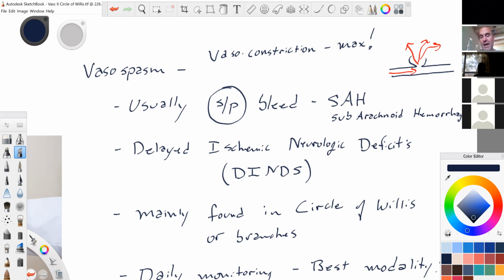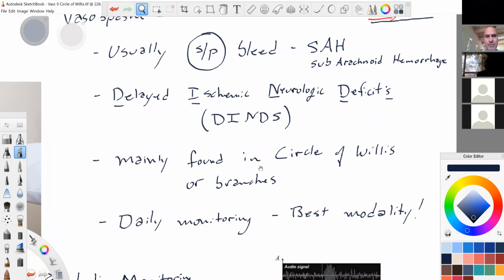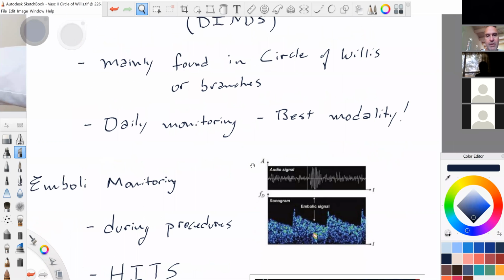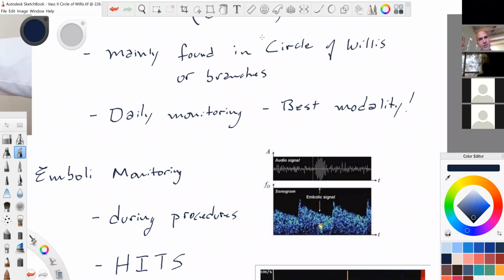So with a subarachnoid hemorrhage, you get delayed ischemic neurologic deficits. Delayed means ischemic, it just means not enough blood, not enough oxygen. DINDS, DINS? I don't know, some acronyms I don't know how to say. Mainly found in the circle of Willis or its branches. These vasospasms happen centrally in the brain. They don't generally happen out on the edge of the brain.